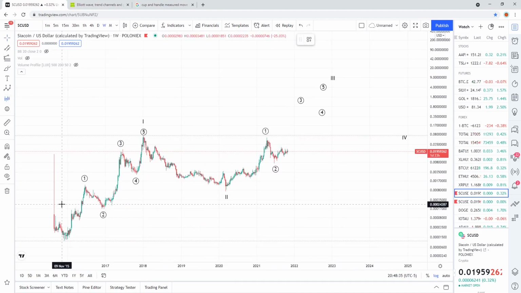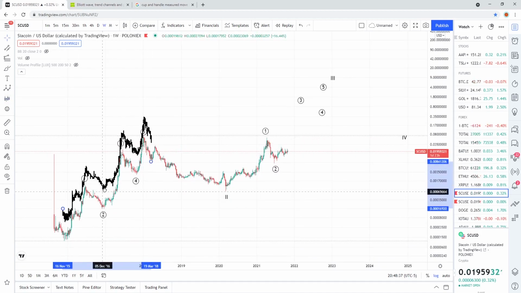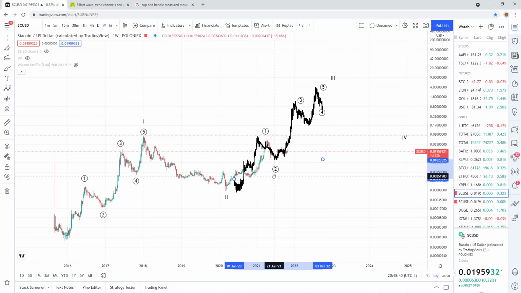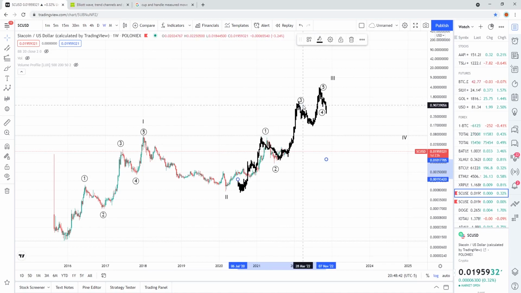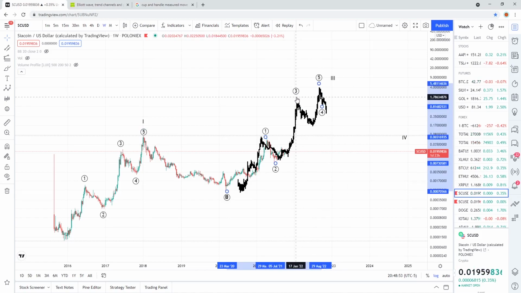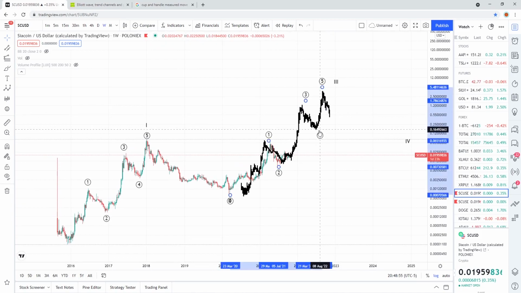Now if it is going to continue to follow what it did in cycle wave 1, as you can see, this is very identical. And if it does start to go parabolic, we would see our third wave end around $1 to $1.50. We would see a pullback, and then our primary fifth wave to end around $4. This is the very best case scenario I see for this coin.